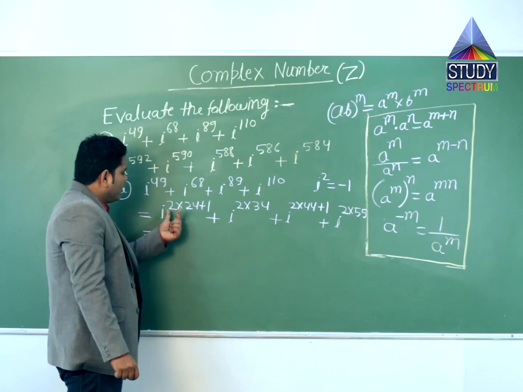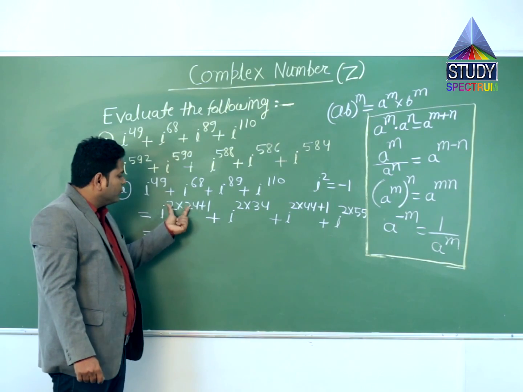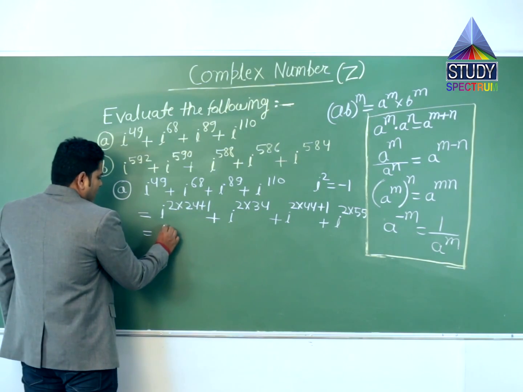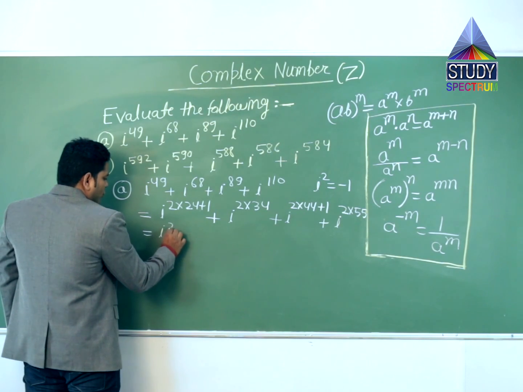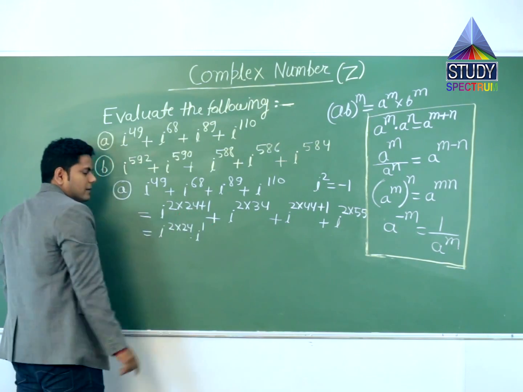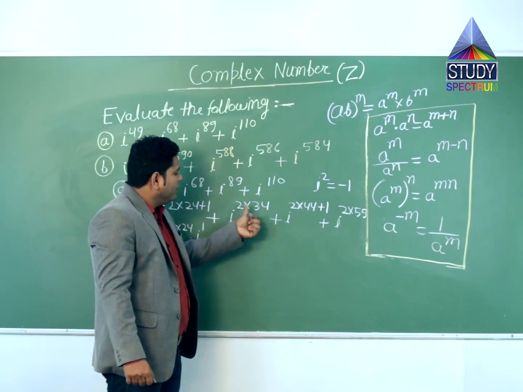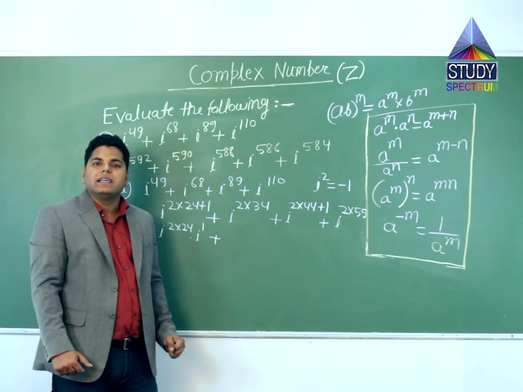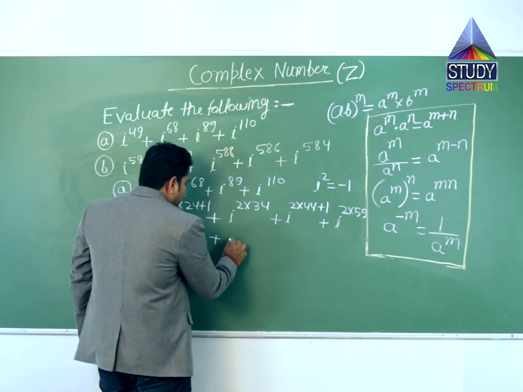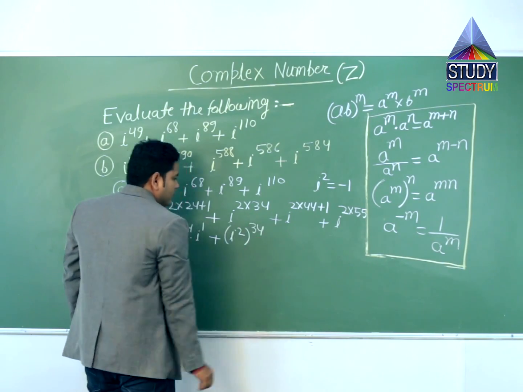Here it is in the form of a to the power m plus n, so this can be written as a to the power m into a to the power n. So write here i to the power 2 into 24 into i to the power 1. This is in the form of a to the power mn, so this can be written as a to the power m whole power n. So we'll write here i square whole power 34.